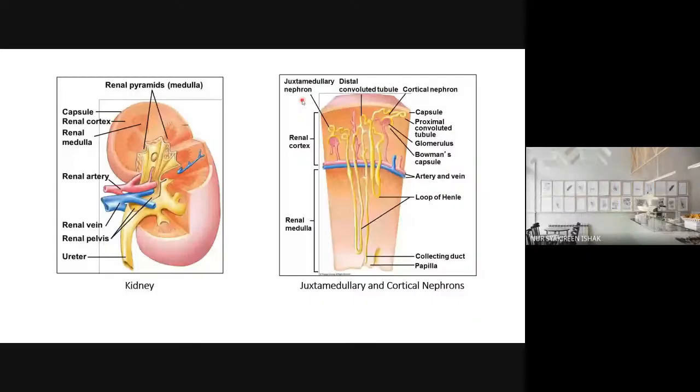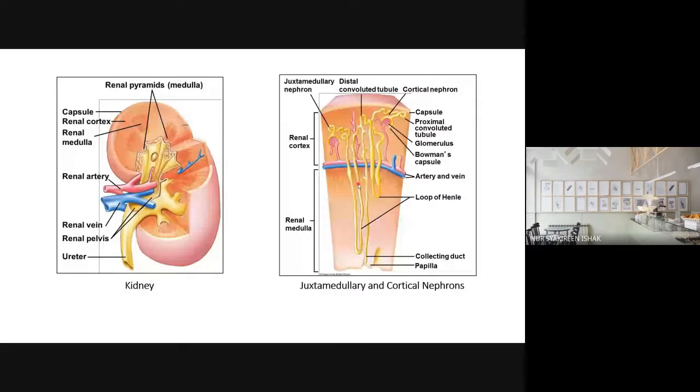Obviously, for animals that live in hot areas, they have to conserve water in their body. By having a long loop of Henle, as you know, the descending limb of the loop of Henle is where reabsorption of water occurs. So more water will be reabsorbed into the body to conserve water, and that animal will produce very concentrated, hyperosmotic urine.